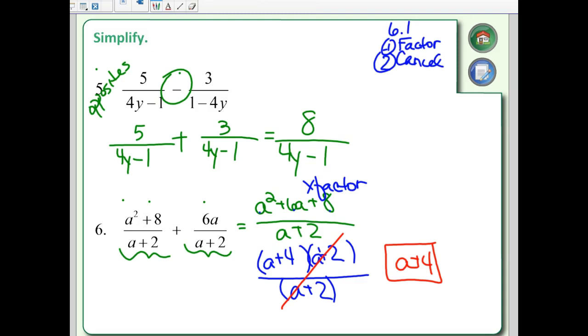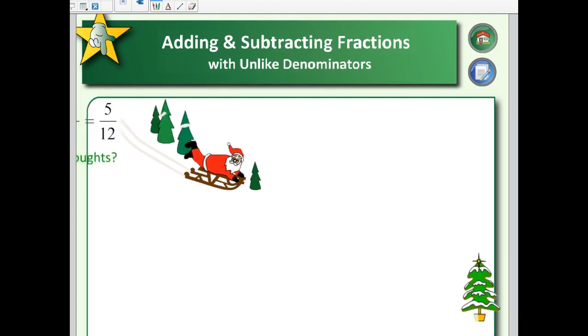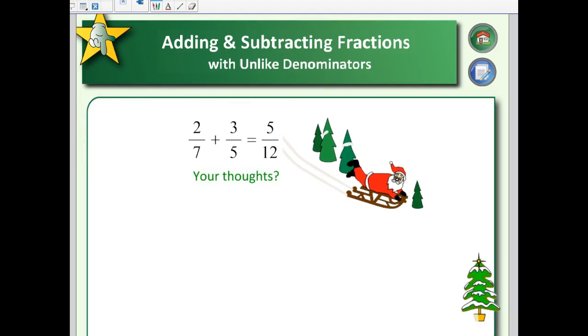All right, now, what happens though if I don't have a common denominator? What do you think? What are your thoughts? Can I say 2/7 plus 3/5 equals 5/12? Can I add the numerators and add the denominators and be done? You're right, I can't do that.